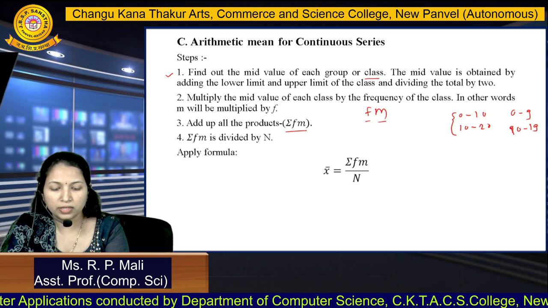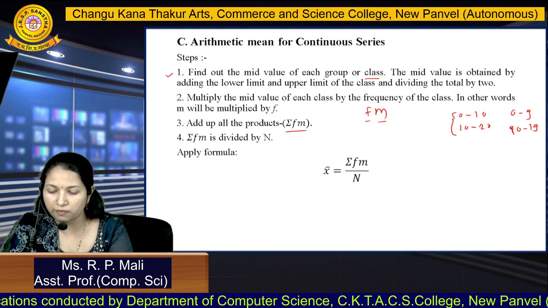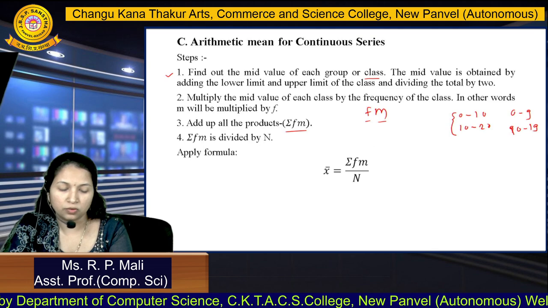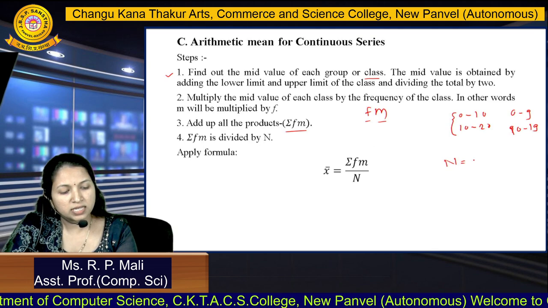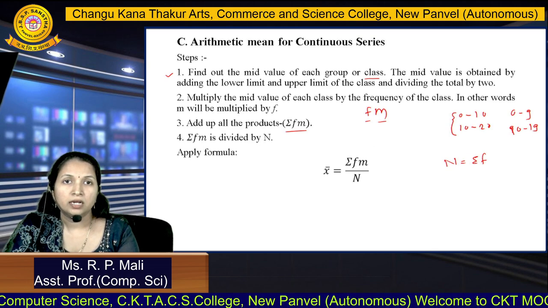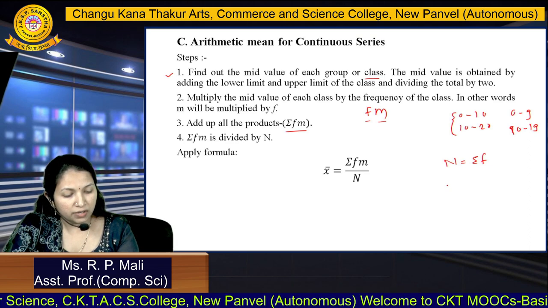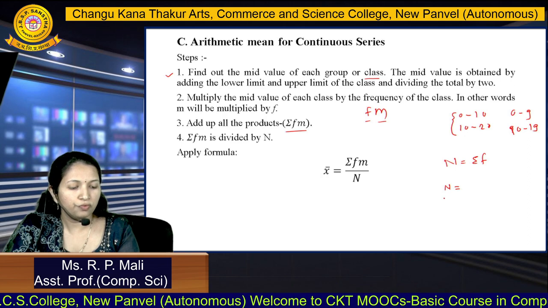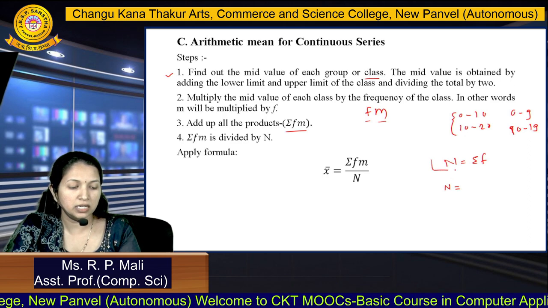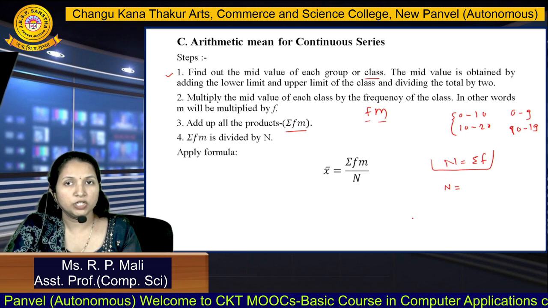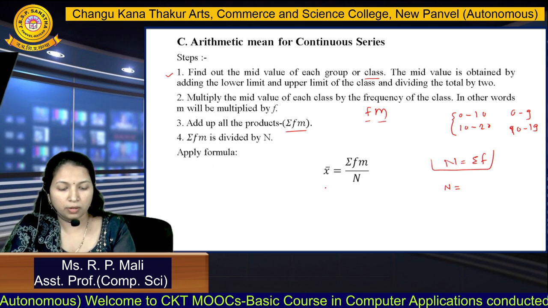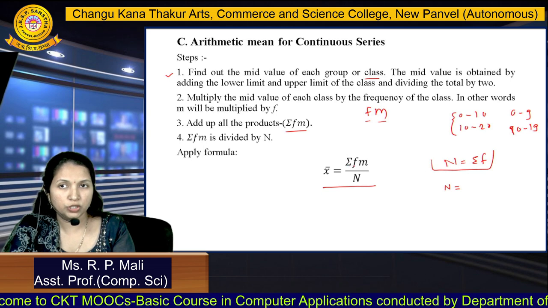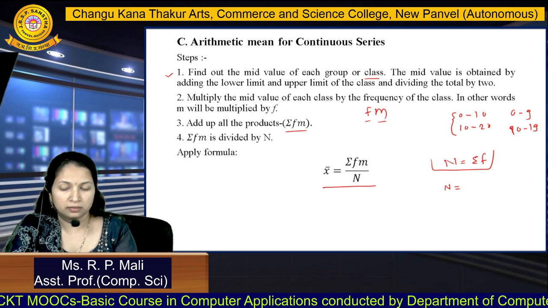Then you can represent that term as a summation of fm. Then we're going to divide this summation of fm by n. Again, where n is the summation of frequency. Make a point: for individual data, your n will be the total number of observations. For a discrete series and the continuous series, n will be the summation of frequency. Then we're going to apply the formula. This is the formula for a continuous series: X bar is equal to summation fm divided by n.